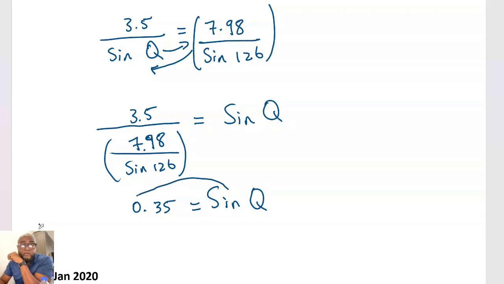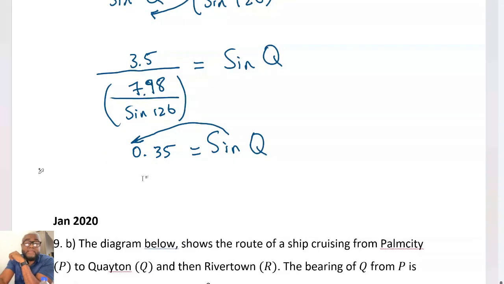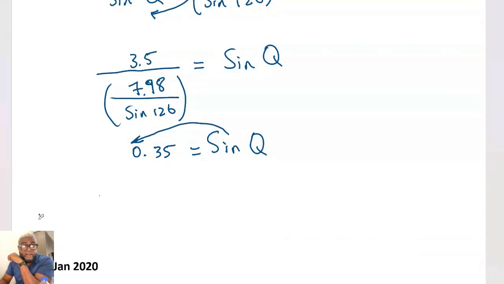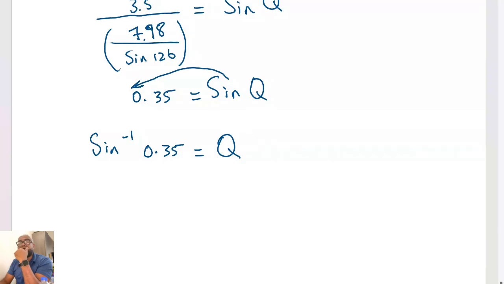So we want to find capital Q. We need to move the sine here. When you move sine by itself, what does it become? That's the inverse of sine, which is sine -1. Sine -1 of 0.35 is equal to Q. What is Q? What's my baby angle? So 20.5.